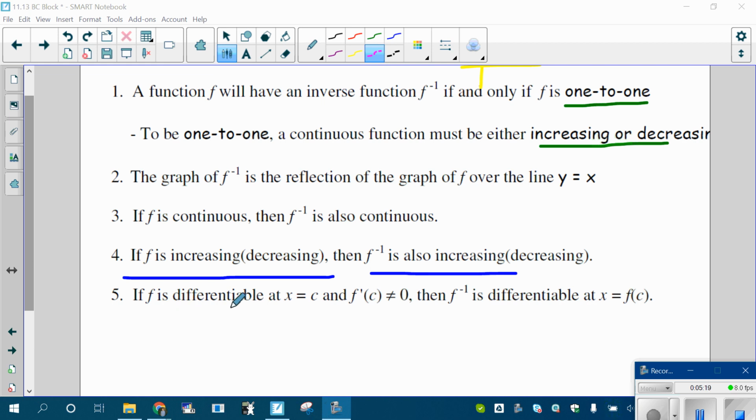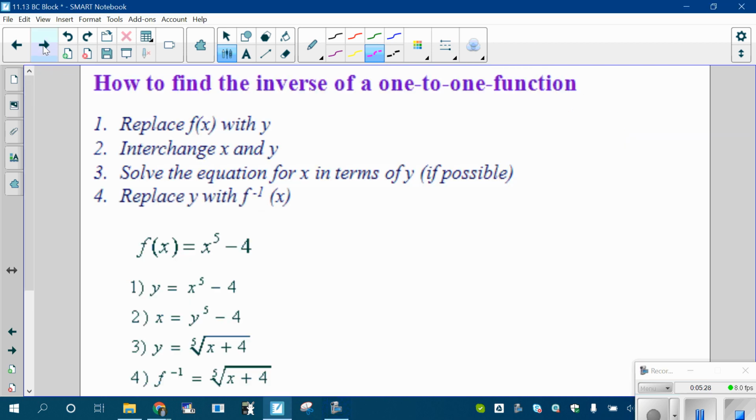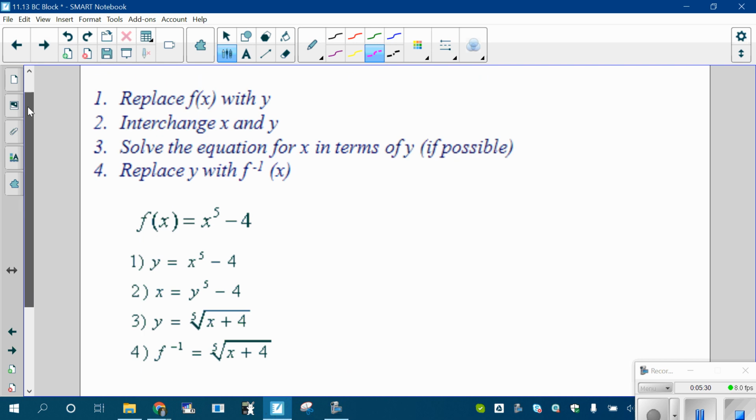Lastly, if a function is differentiable at a point, then its inverse is differentiable at the buddy point. So last one's a weird thing. We'll come back to that in a second. Okay. I hope you look at this and you're like, yeah, I remember how to find an inverse, Mr. Covey.